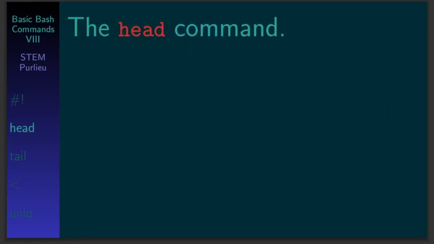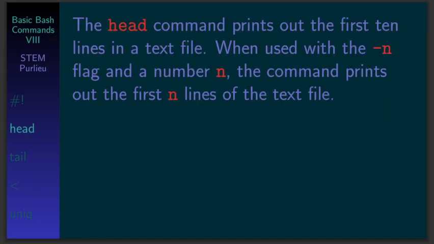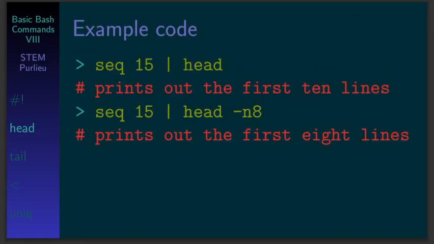Now let's look at the head command. The head command prints out the first 10 lines in a text file. When used with the -n flag and the number n, the command prints out the first n lines of the text file. Here's some example code. If we say seq 15 and pipe to head, we get the first 10 lines, which are the numbers between 1 and 10. If we enter in seq 15 and pipe to head -n8, we get the numbers 1 through 8.